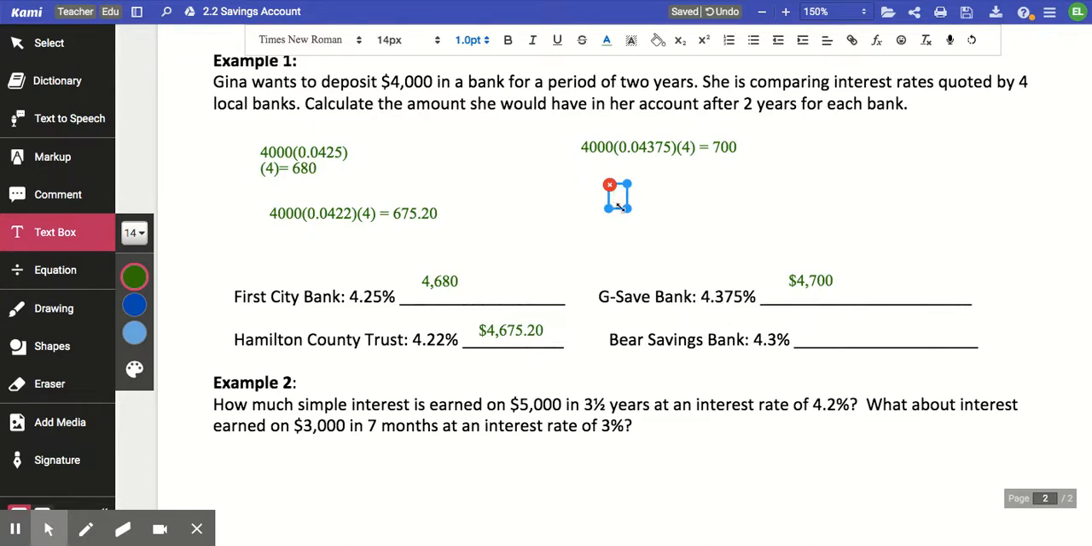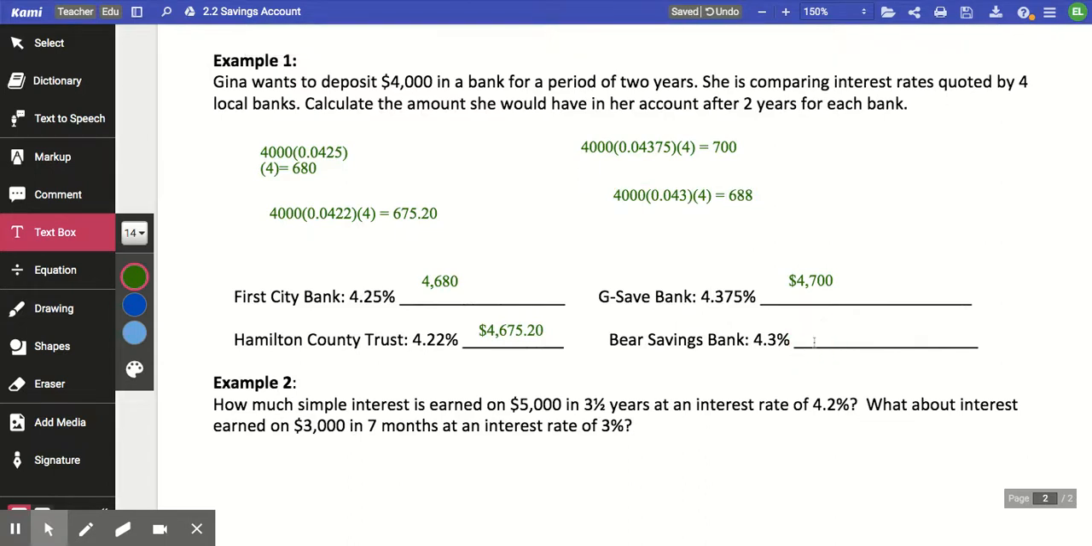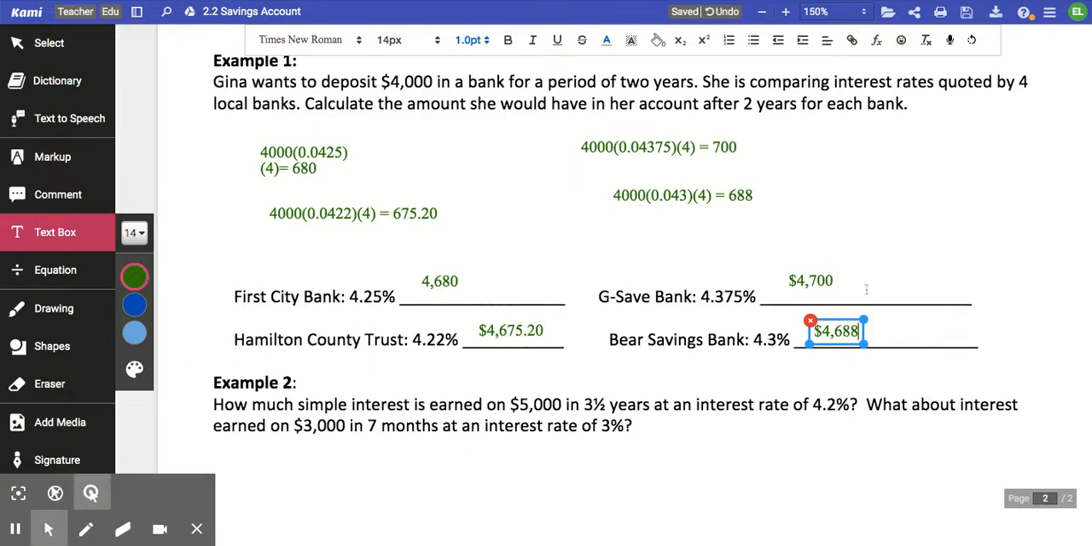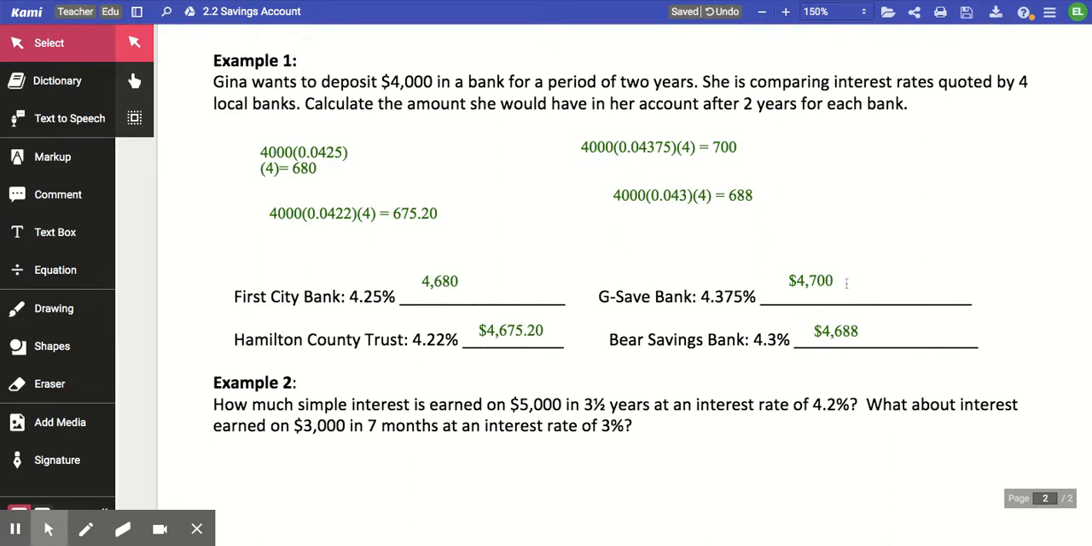And for Bear Savings Bank, her interest rate is 4.3%, which is $688 in interest. So her total amount is $4,688. So as we said, the one with the highest interest rate is going to give us the highest output.